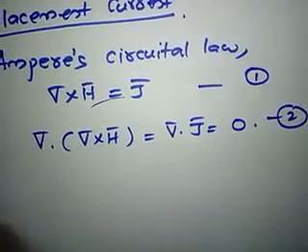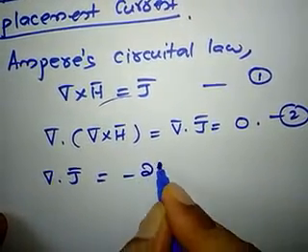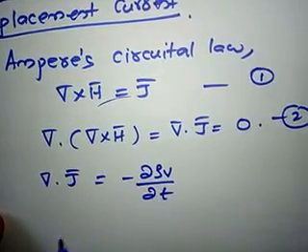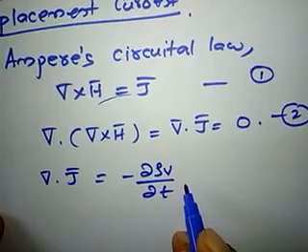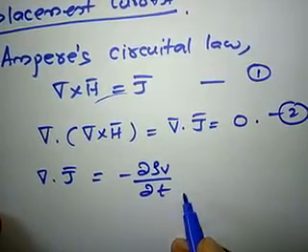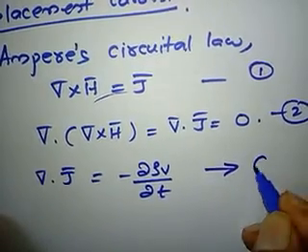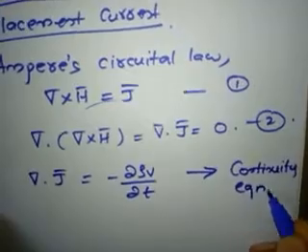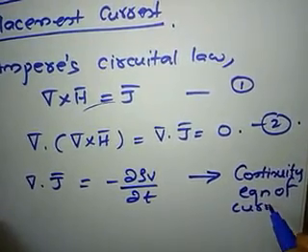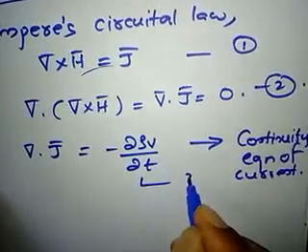Continuity equation of current is given by del dot J bar equal to minus dou rho V by dou T, where J bar is the current density, that is current per unit area, and rho V is the volume charge density, that is charge per unit volume. So this is the continuity equation of current. Take it as equation 3.